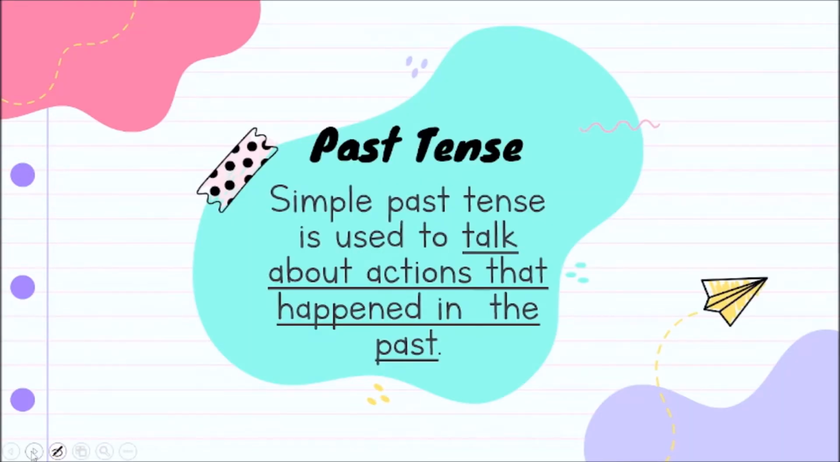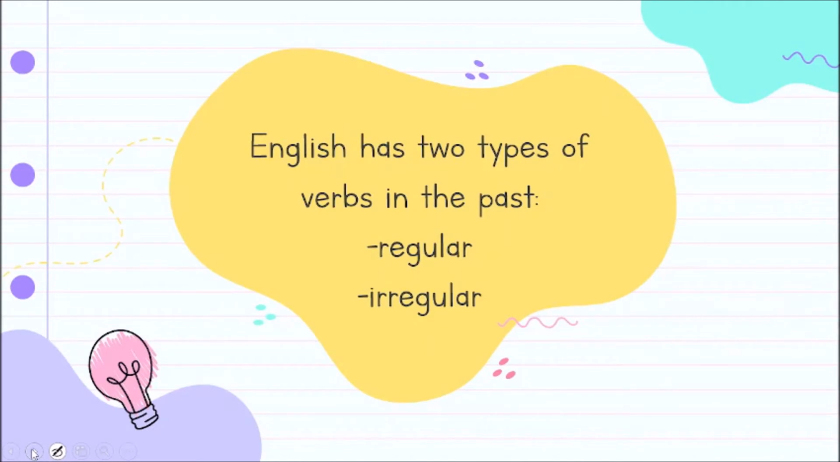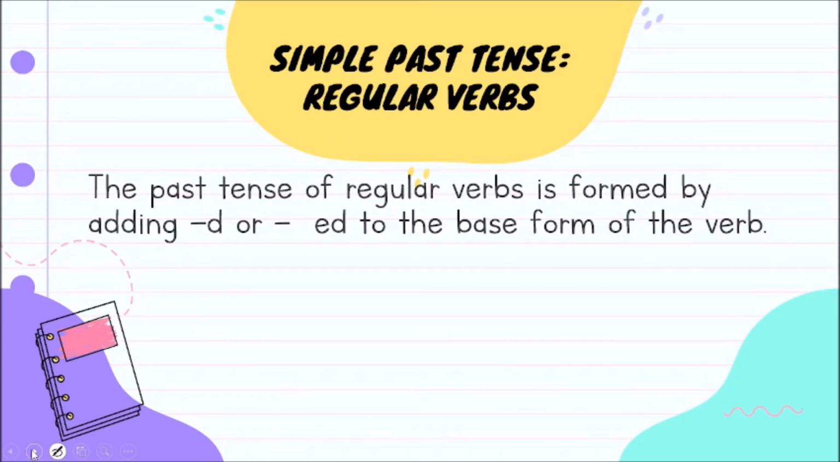Next, let's have the past tense. Simple past tense is used to talk about an action that happened in the past, meaning the action is already done. English has two types of verbs in the past. We have regular and irregular verbs. Let's have the regular verbs first. The past tense of regular verbs is formed by adding d or ed to the base form of the verb. Again, for regular verbs, all we have to do is add d or ed.